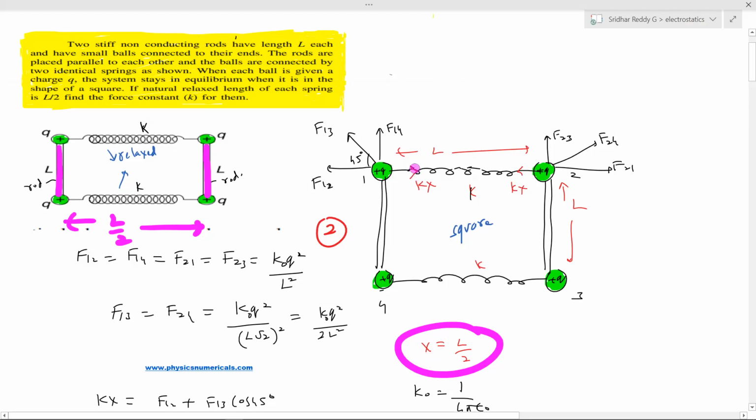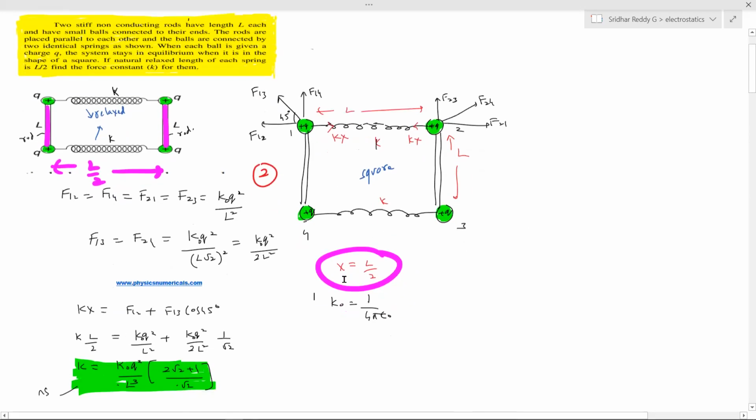So if the spring is elongated, how will the spring forces act here? Then they are in equilibrium. For it to be in equilibrium, what are the conditions? We'll write it. Okay, now from electrostatics, F12 equals F14, and F21 equals F23. So these forces must be of equal magnitude. Okay, now what is that K naught? K naught is 1 by 4 pi epsilon naught. I think this is very important.